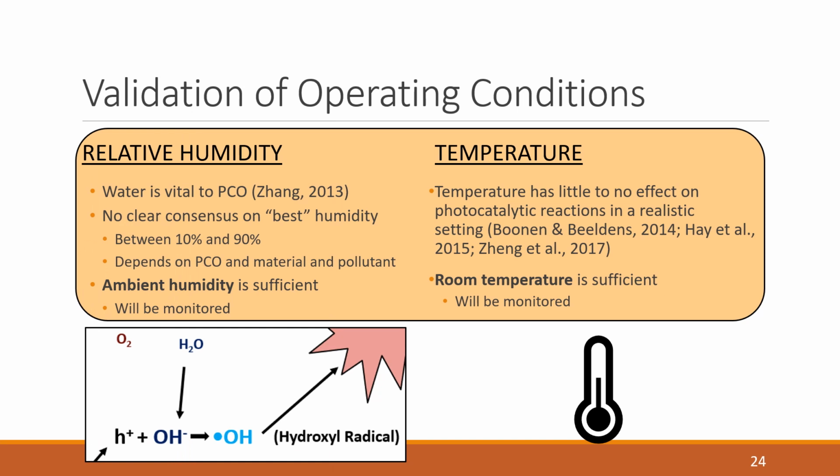The two primary operating conditions are relative humidity and temperature. Humidity is vital to photocatalysis, as if you recall from earlier, the hydroxyl radical is produced from water. There is no clear consensus in literature about the best humidity level, although it seems to depend on interactions between the photocatalytic material and the pollutant. For our experiment, ambient humidity is sufficient and will be monitored. Meanwhile, temperature has little to no effect on PCO in a realistic setting. It will also be kept at ambient levels and monitored.